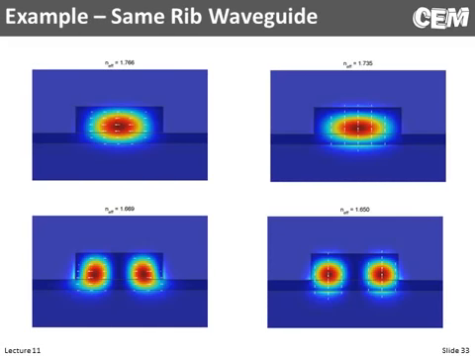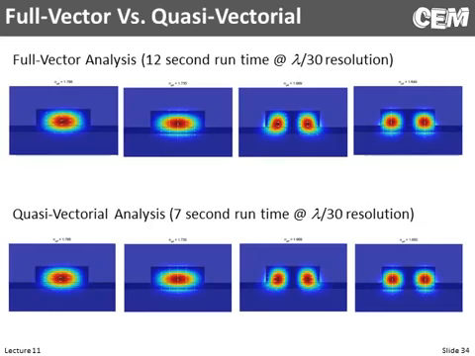So if we do this, here are our modes. And what you can see now is that they are perfectly linearly polarized. And why is that? Because we canceled the cross-coupling terms. Let's actually compare now the full vector analysis to the quasi-vector analysis.